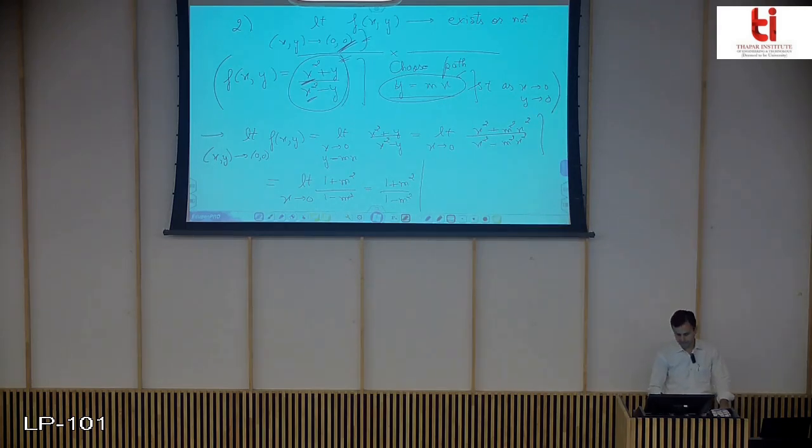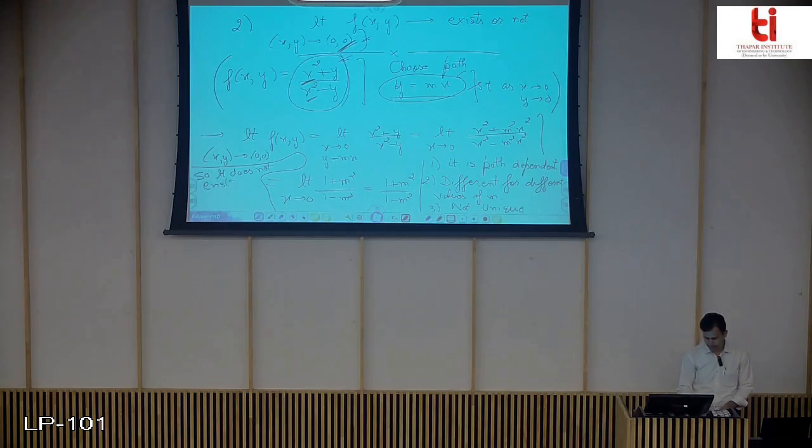So clearly the limit is path dependent. Different for different values of m, not unique. So the limit does not exist.